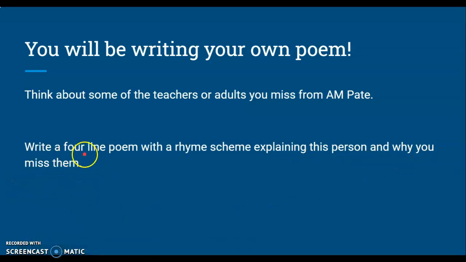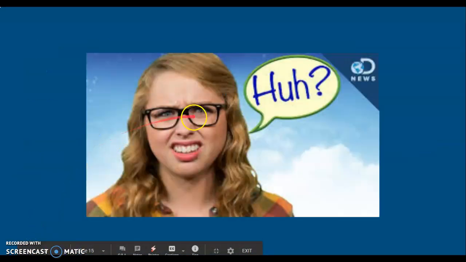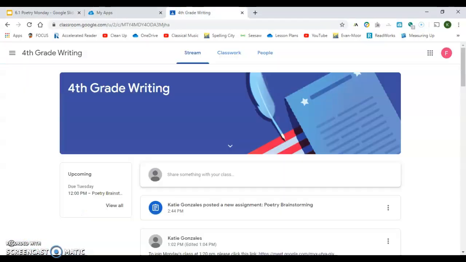All right, so you're going to be writing a 4-line poem. It's going to have one of our rhyme schemes, and you are going to write about this person by explaining them and why you miss them. Now, you might be feeling like this right now. Oh, Miss Gonzalez. But don't worry, because I'm going to show you.